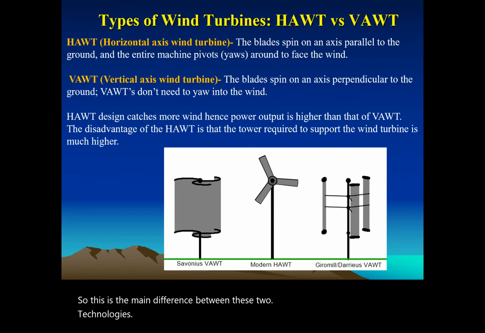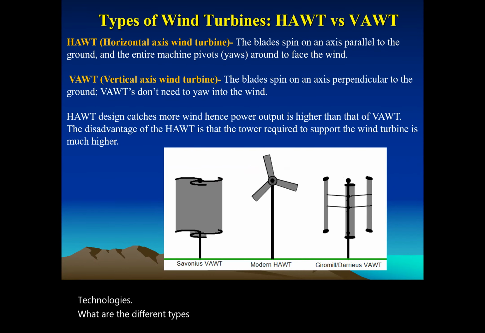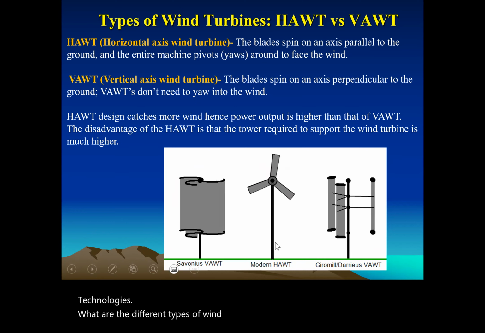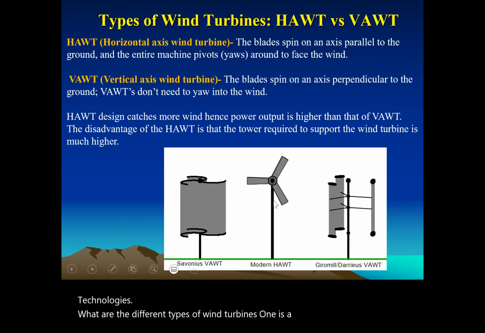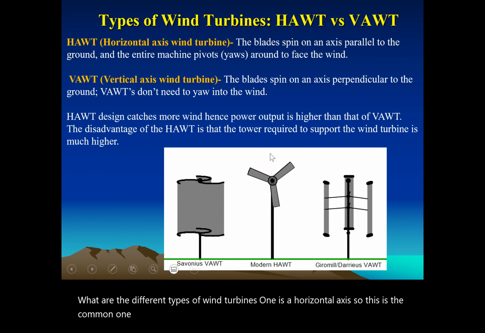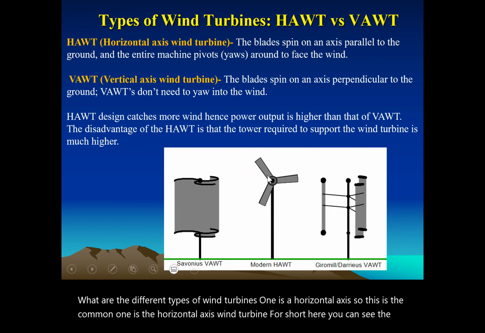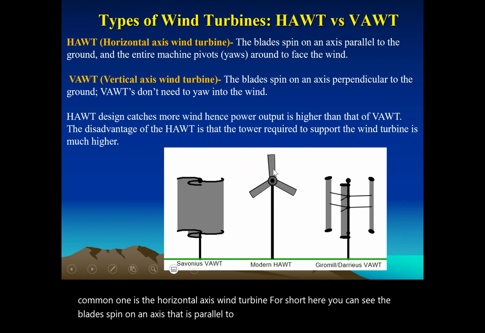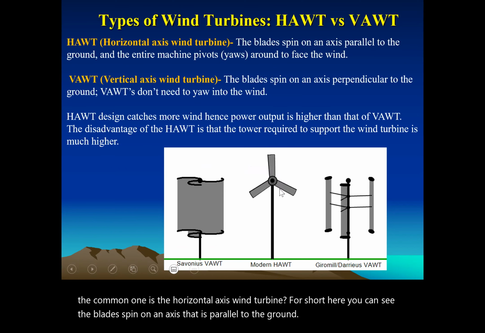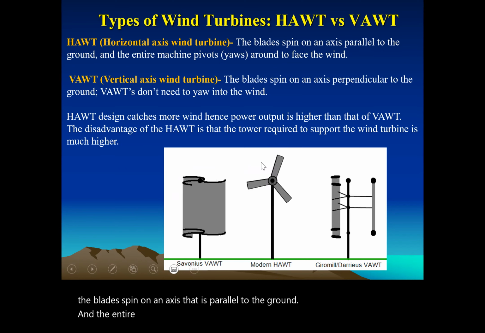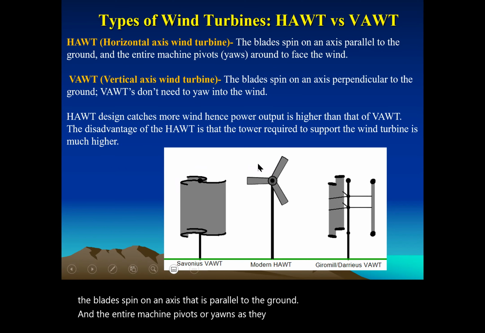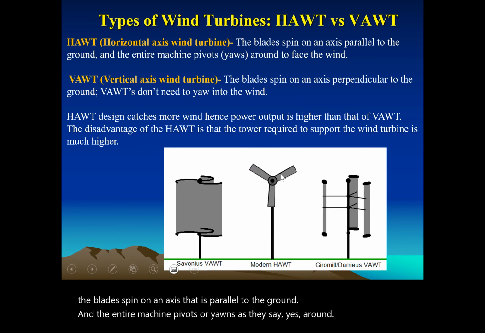What are the different types of wind turbines? One is a horizontal axis. This is the common one, the horizontal axis wind turbine, HAWT for short. Here you can see the blades spin on an axis that is parallel to the ground. And the entire machine pivots, or yaws, as they say, around to face the wind.